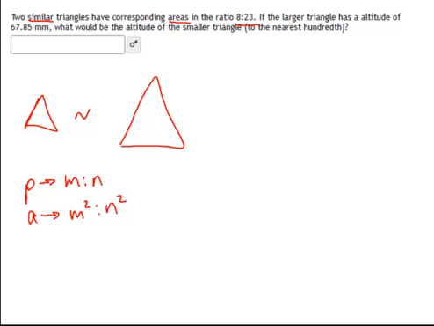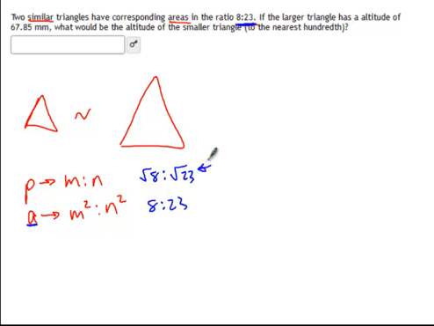So if we take what we're given, the ratio of 8 to 23, that is the ratio of their areas. And so what that means is if we want to find what the ratio of their parts is, we take the square root of each of those. Here we're working backwards, right? So 8 corresponds to m squared, so m is going to be the square root of 8. 23 corresponds to n squared, so n is going to be equivalent to the square root of 23.